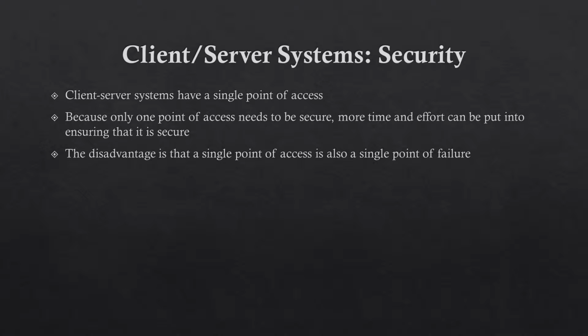In the case of client-server systems, all data access is done through the server. So long as the server is secure, all of the data is secure. Because only one point of access needs to be secure, more time and effort can be put into ensuring that it is secure. For distributed systems, there are many weak links, and thus the effort for securing the system is split between them all. The disadvantage of client-server systems is the same as the advantage. That is, a single point of security also means a single point of failure.